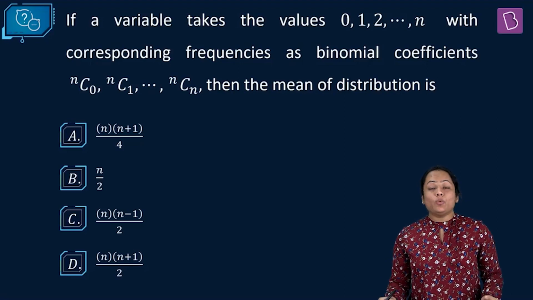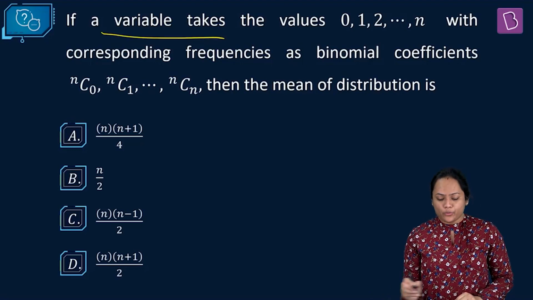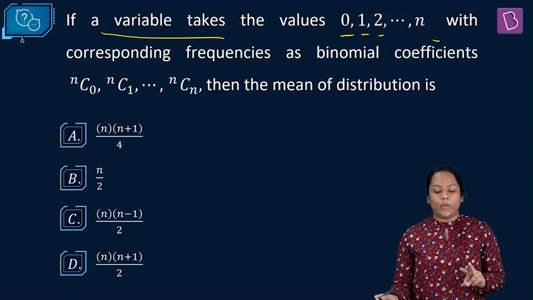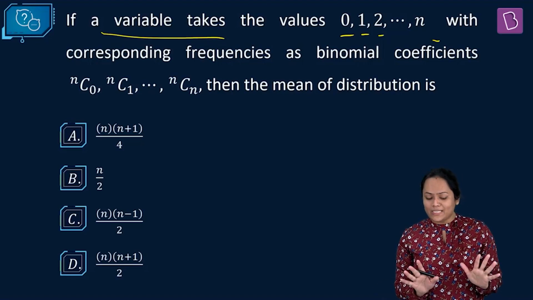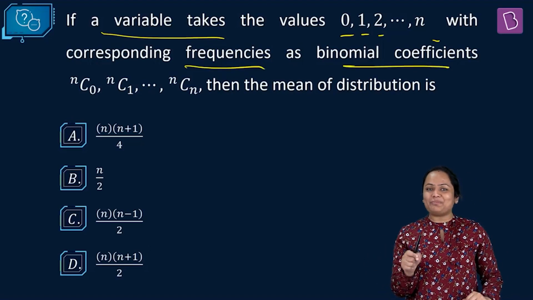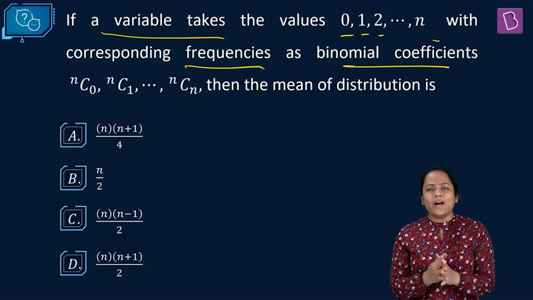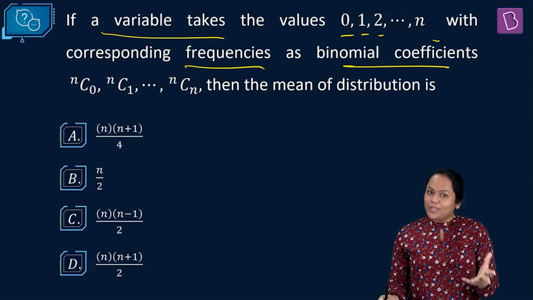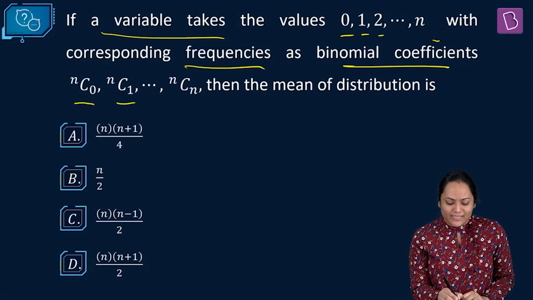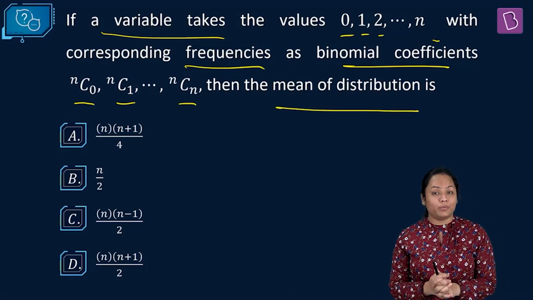Well, let's see what they have said here. If a variable takes the values 0, 1, 2 till n with corresponding frequencies, okay, so here they have given the frequencies also as binomial coefficients. Okay, so that means this involves the concept of binomial theorem. Don't worry about it, it will get revised. We'll do this question together. So the binomial coefficients are NC0, NC1 till NCn. Then what is the mean of this distribution?